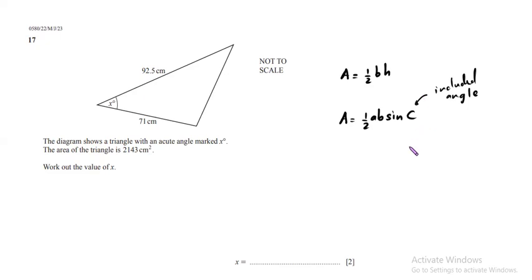I'm going to make use of this formula to calculate the value of the angle, which is x. Let's substitute the values then. The area of the triangle is 2143, which is equal to half times the value of a. I can consider a as 71.